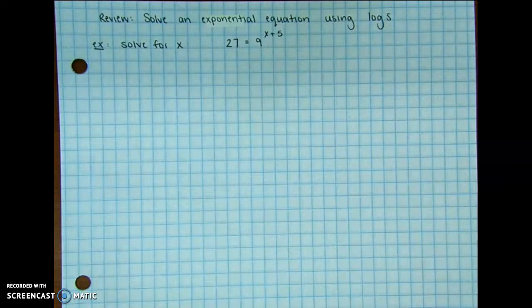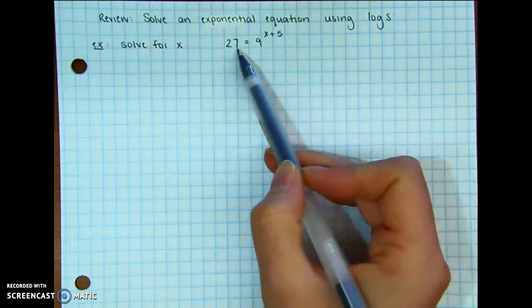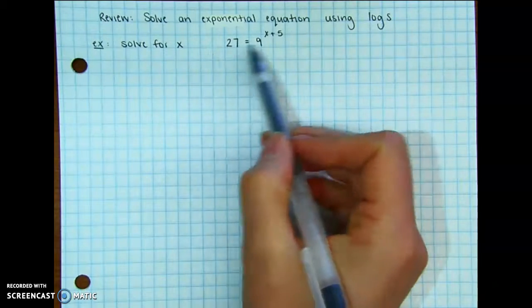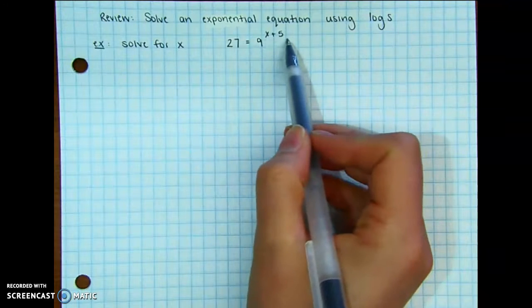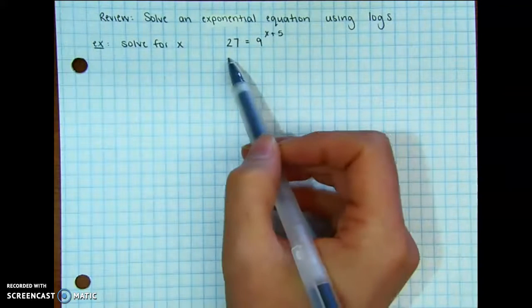So, we don't want our x in the exponent, right? We want it down here. We want x equals. That's our goal. You might be thinking we could do log base 9 of 27 equals x plus 5, but that means we would have to use the change of base formula.